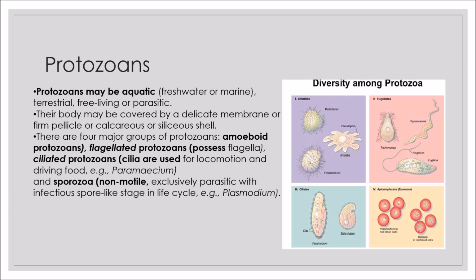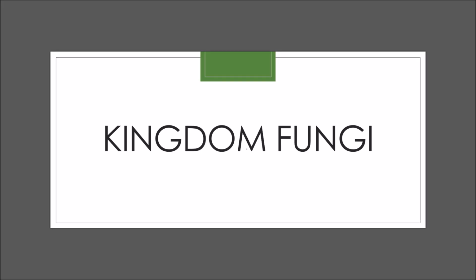So for example, plasmodium. As you can see in the image, these sporozoa are known as apicomplexans. For the first images, plasmodium in red blood cells and babesia in red blood cells. So these are the two types of sporozoa. Because of plasmodium only, malaria is caused. It is a disease causing sporozoa.